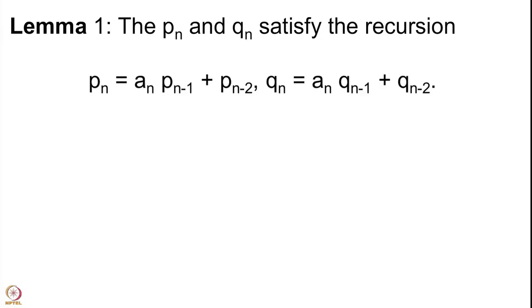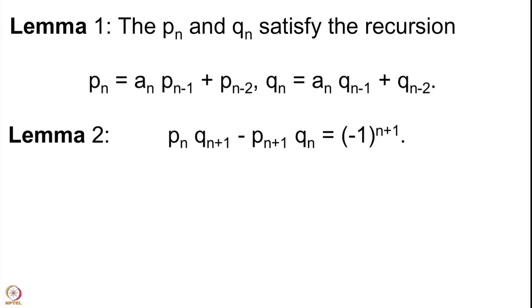But we note that Pn, Qn can be constructed recursively. And this recursive construction is very important, because it will tell us how Pn plus 1 and Qn plus 1 behave compared to Pn and Qn. So we will use this information to get to our proof. This is the first lemma that we are going to use.